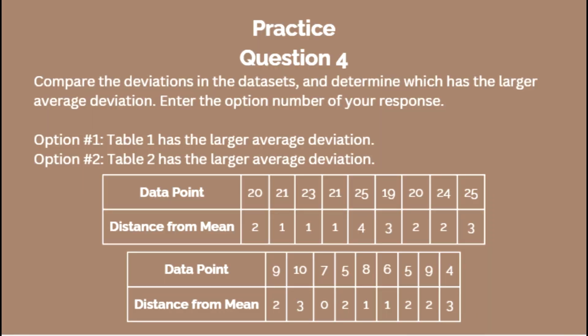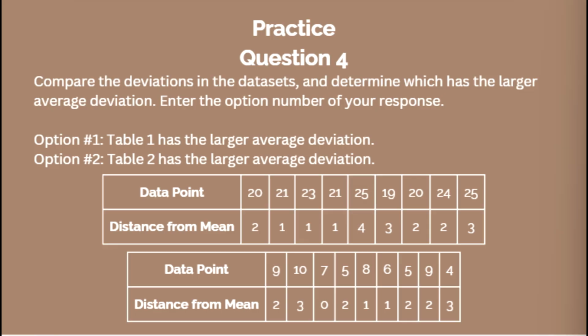Here is practice question number 4 at the end of the lesson. Compare the deviations in the data sets and determine which has the larger average deviation. Enter the option number of your response. Pause it, figure it out, come back. All right, just looking at this, I'm guessing this one's going to have the larger average deviation because I think it's going to have more numbers, but let's actually figure it out.